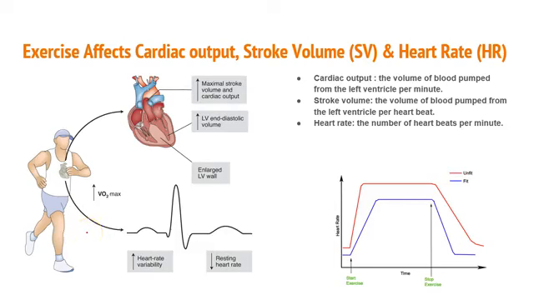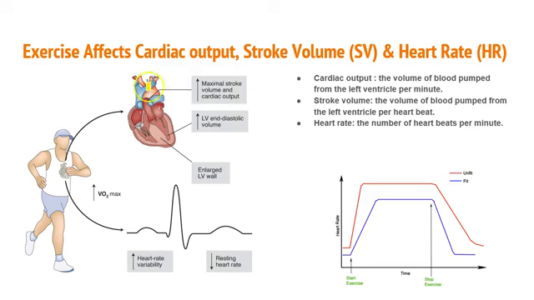Next, let's see what is the impact of exercise on cardiac output, stroke volume, and heart rate. During exercise, your body requires more oxygen and more nutrients to fuel your muscles and organs, right? So, to meet this increased demand, your cardiovascular system undergoes several changes. The heart rate gets higher, the stroke volume gets higher, and then cardiac output is also going to be increased.